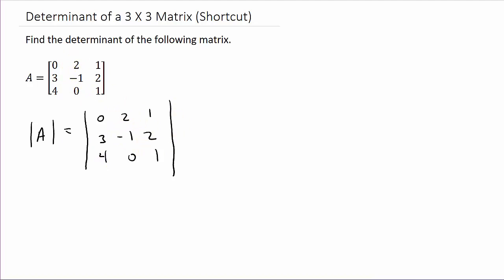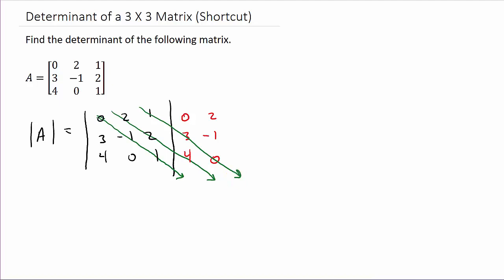To find the determinant, we take the first two columns and write them over here. Try to do it neatly so you can keep everything lined up, and you'll see why in a little bit. 2, -1, 0. So I copy the first two columns over here. Then we go across the top, these first three, and we draw diagonals going down, just like that.